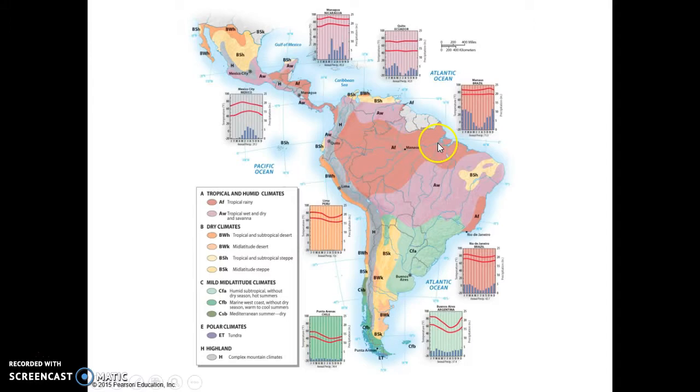Okay, so Central America, we notice some Af climates. We see more of those Af climates. Here's the equator where the Amazon basin is. The Af climate is the really rainy, year-round, no dry season type of climate. And on either side of the Af, we notice again the Aw climate. So the seasonal, rainy, but with a marked dry season.